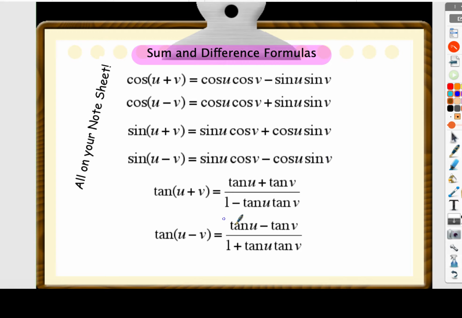And then finally, tangent down here at the bottom gets real messy. But tangent addition stays addition on the top. Notice it's tangent of the first angle plus tangent of the second angle. And on the bottom, 1 minus both tangents multiplied.